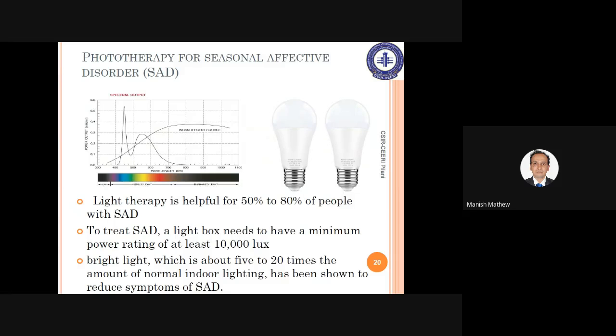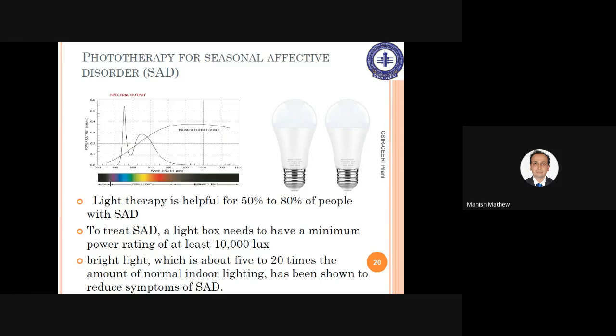Other than that, we can also use the white light source. As I said earlier, the white light is made from the combination of blue and yellow phosphor. So here, this is a blue LED, and then we cover it with a phosphor. So this is a commercial white light source which is used for the treatment of seasonal affective disorder. This light therapy is very helpful for the treatment of around 50 to 80% of the people with SAD.